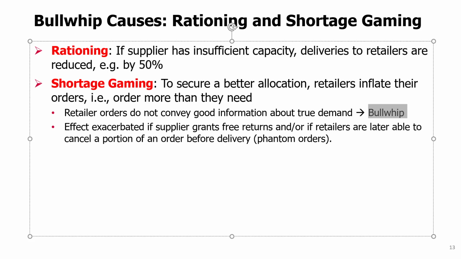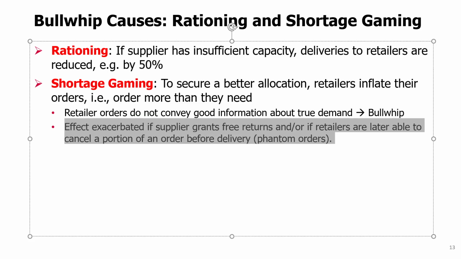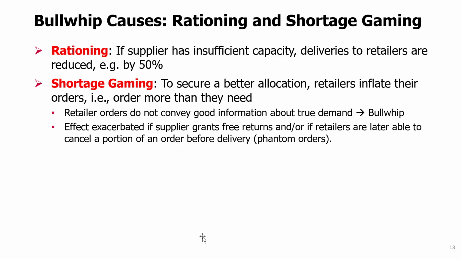And it is actually even worse if, for example, the supplier grants free returns to retailers, or those retailers can just cancel an order before delivery, which we call phantom orders. It's even worse because now the retailer has no fear whatsoever of ordering too much. They can always cancel or return. So then it makes the game for them even easier. And of course, this increases the bullwhip effect in the supply chain.